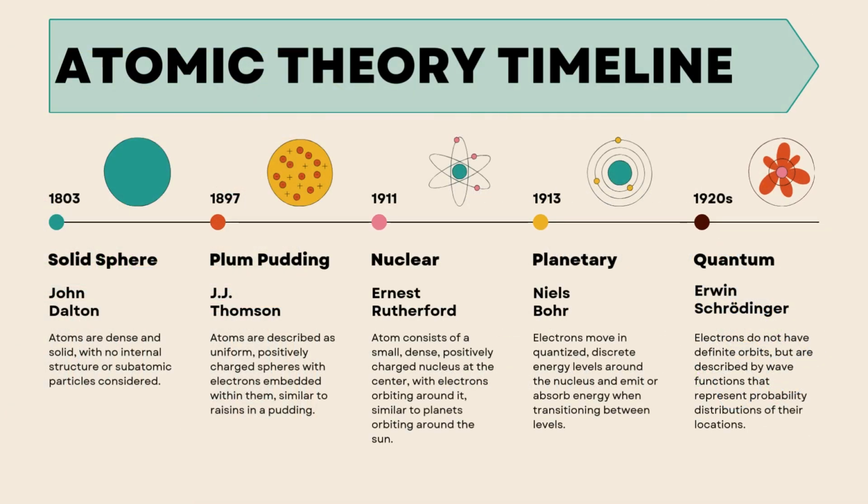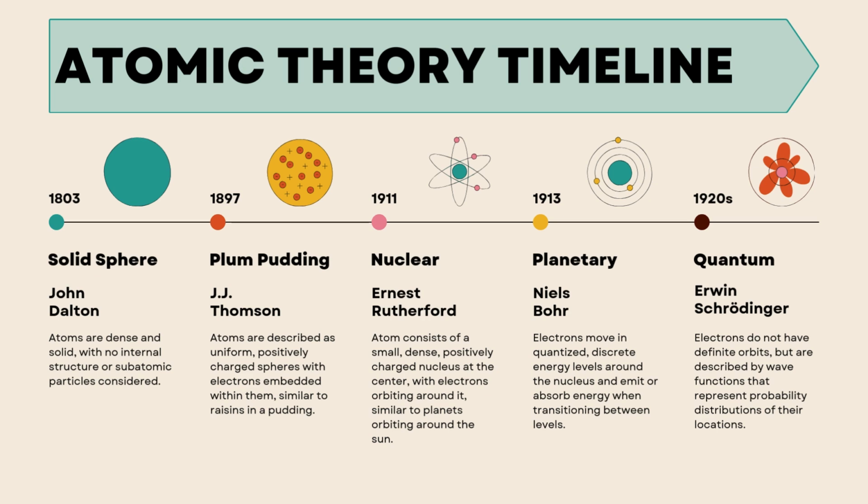Atomic theory timeline. 1803. Solid sphere. John Dalton. Atoms are dense and solid, with no internal structure or subatomic particles considered. 1897. Plum pudding. J.J. Thomson. Atoms are described as uniform, positively charged spheres with electrons embedded within them, similar to raisins in a pudding.